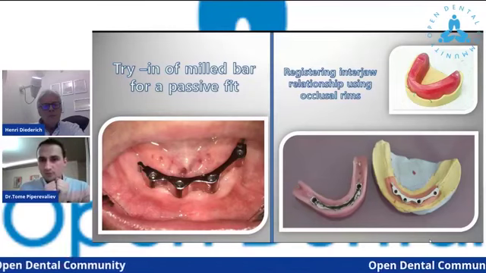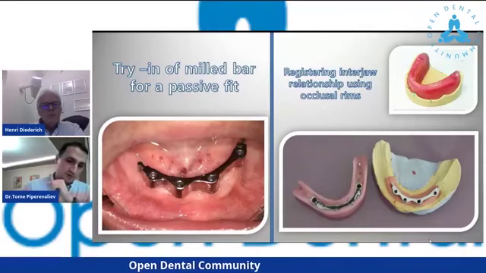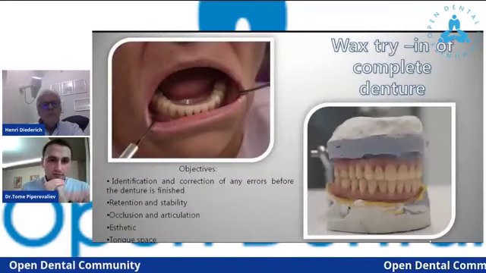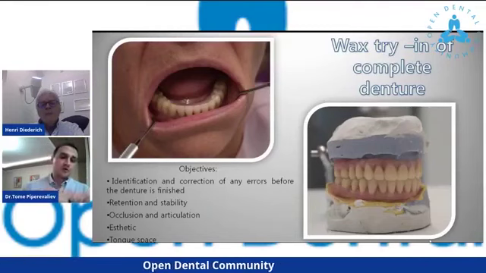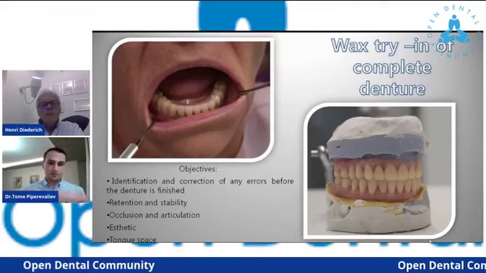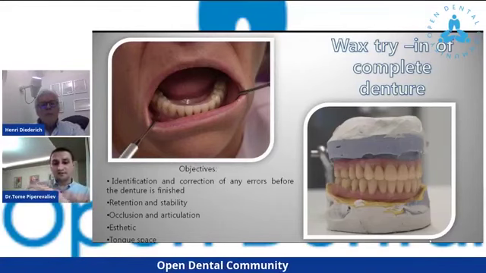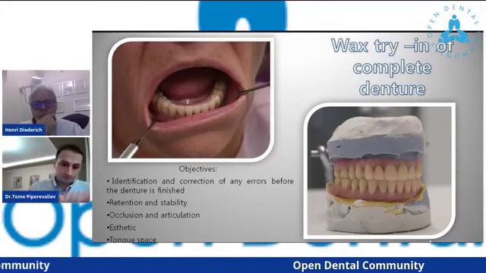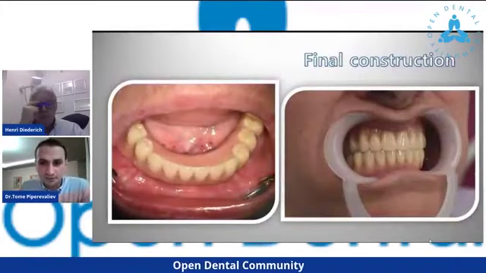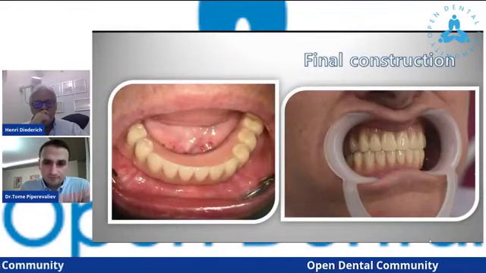In the same visit, we're registering the interjaw relationship using occlusal rims. And the next visit is wax try-in of the complete denture, just to control the retention, stability, occlusion, articulation, aesthetics, tongue space, and to identify some errors before the denture is finished. And here we can see the pictures of the final construction inside the patient's mouth.